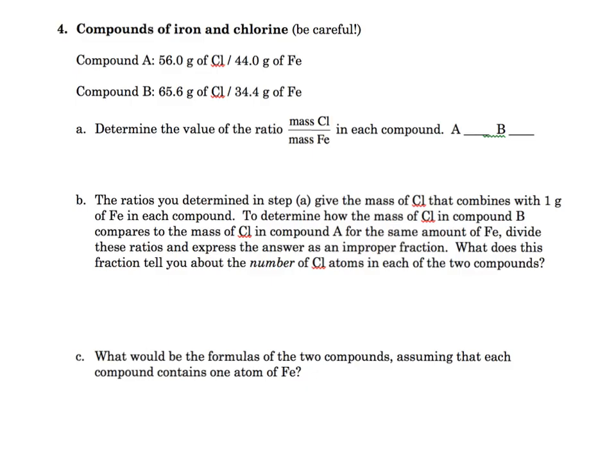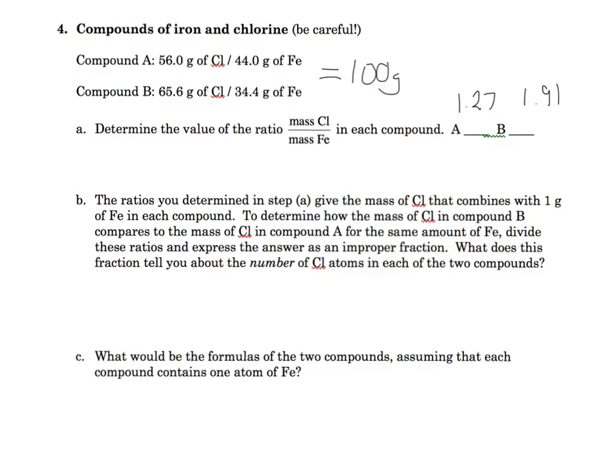Now we're ready to tackle the most complicated example on this worksheet. Once again, we began with 100 grams of these two compounds of iron and chlorine and decomposed them and got the values that you see. The ratios of the mass of chlorine to the mass of iron in these two compounds are as follows. 1.27 for compound A and 1.91 for compound B.